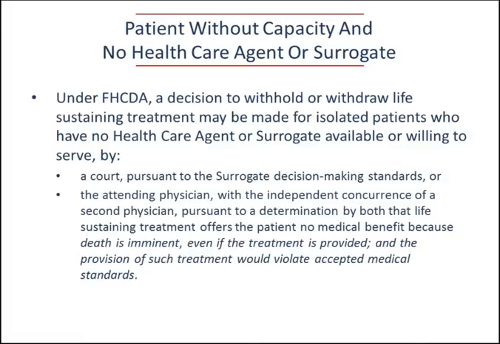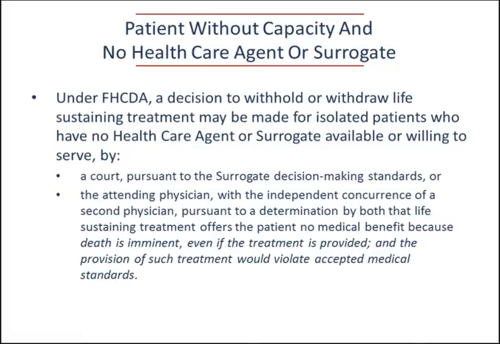So let's talk for a few minutes about a patient without capacity and someone who has no healthcare agent or surrogate. Under the Family Healthcare Decisions Act, a decision to withhold or withdraw life-sustaining treatment may be made for that truly isolated patient who has no healthcare agent or surrogate that is available or willing to serve. You have no way of reaching them, no contact information. You make diligent efforts to reach family, but they live in another country and you have absolutely no way of obtaining the information. And you have made some diligent attempts.